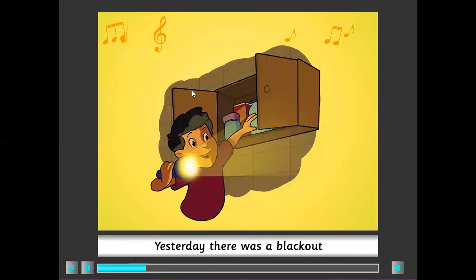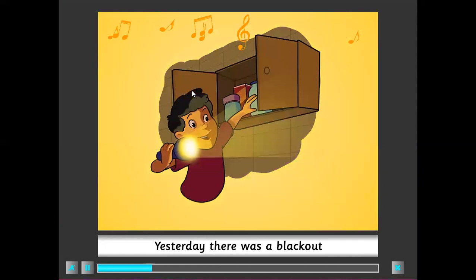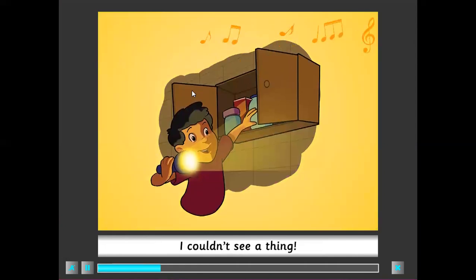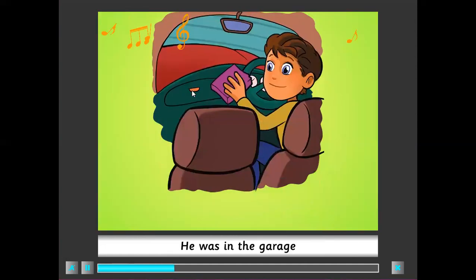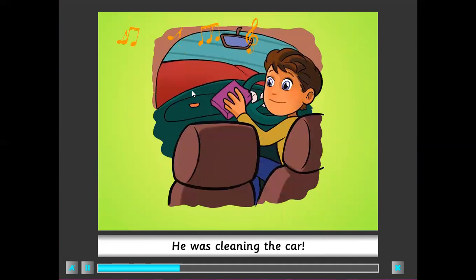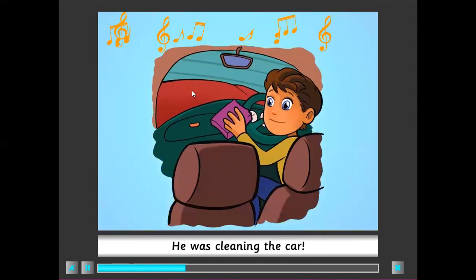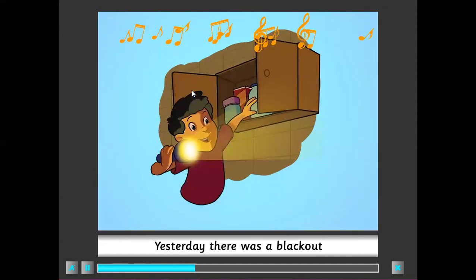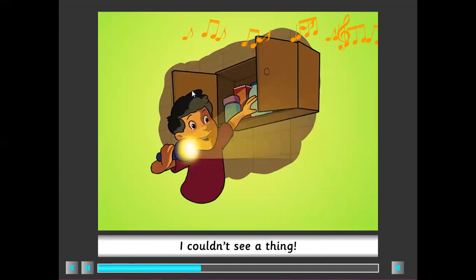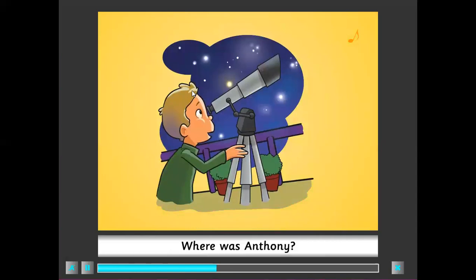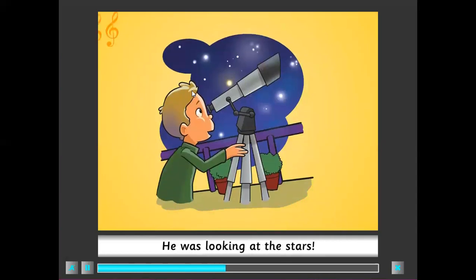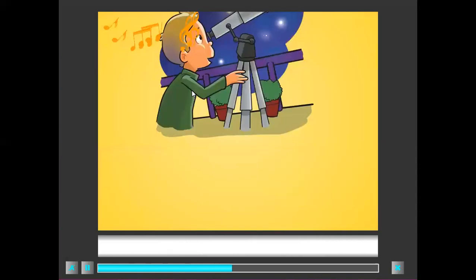Yesterday there was a blackout, I couldn't see a thing. Where was Carl? He was in the garage, he was cleaning the car. Yesterday there was a blackout, I couldn't see a thing. Where was Anthony? He was on the balcony. He was looking at the stars.